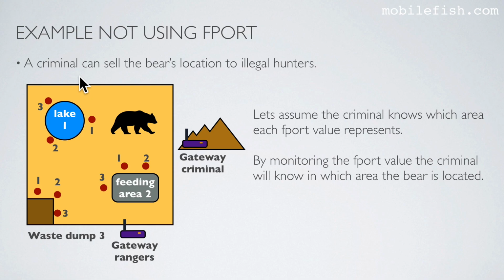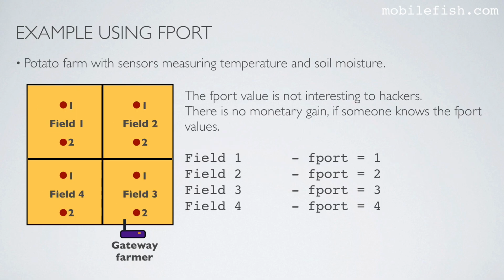In this particular example, it is not recommended to use the FPort to represent a certain area. Here is another example where using the FPort value is very useful. So this is a potato farm, and these are sensors measuring temperature and soil moisture. FPort 1 refers to field 1, FPort 2 refers to field 2, etc. The FPort value is not interesting to hackers. There is no monetary gain if someone knows the FPort values.